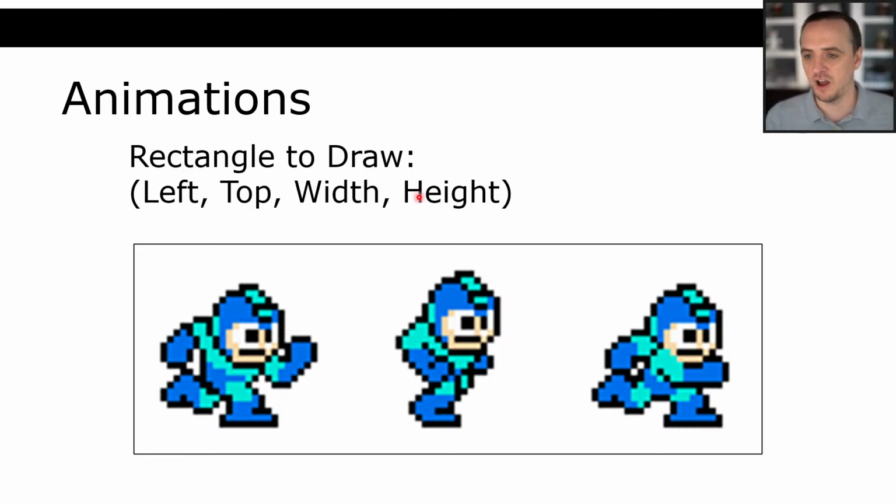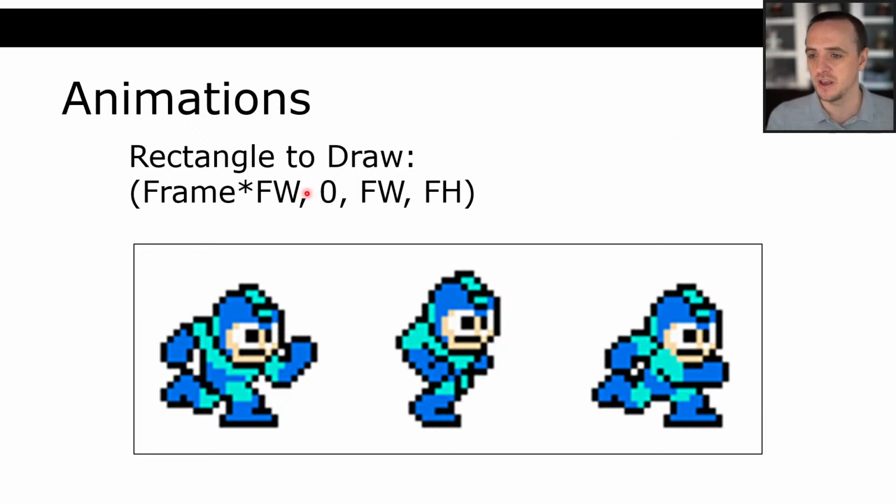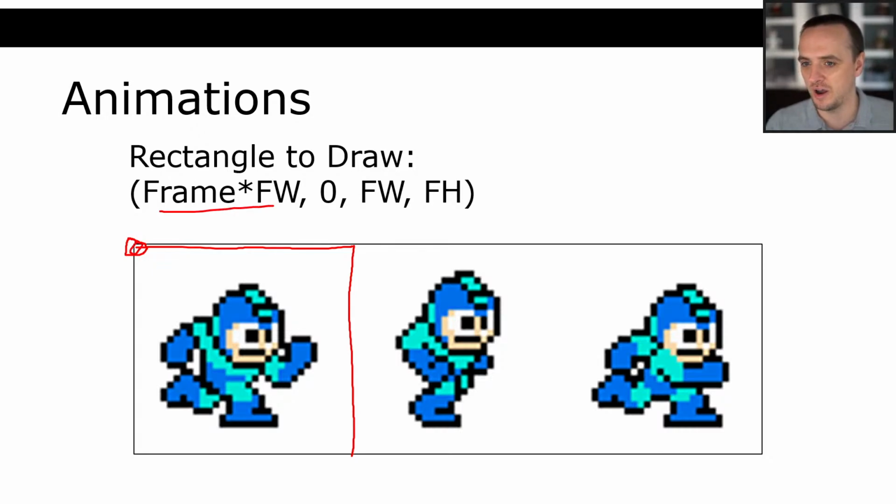So the rectangle I'm going to want to draw is specified by the XY of the top left and a width and a height. And the formula for that is really easy. It's the current frame of animation times the frame width, and then that's the X coordinate. So for example, for the first frame, this is going to be the top left, this is going to be the width, and this is going to be the height. So the first frame is frame 0. So 0 times frame width is 0. It's going to be 0 in the Y, right?